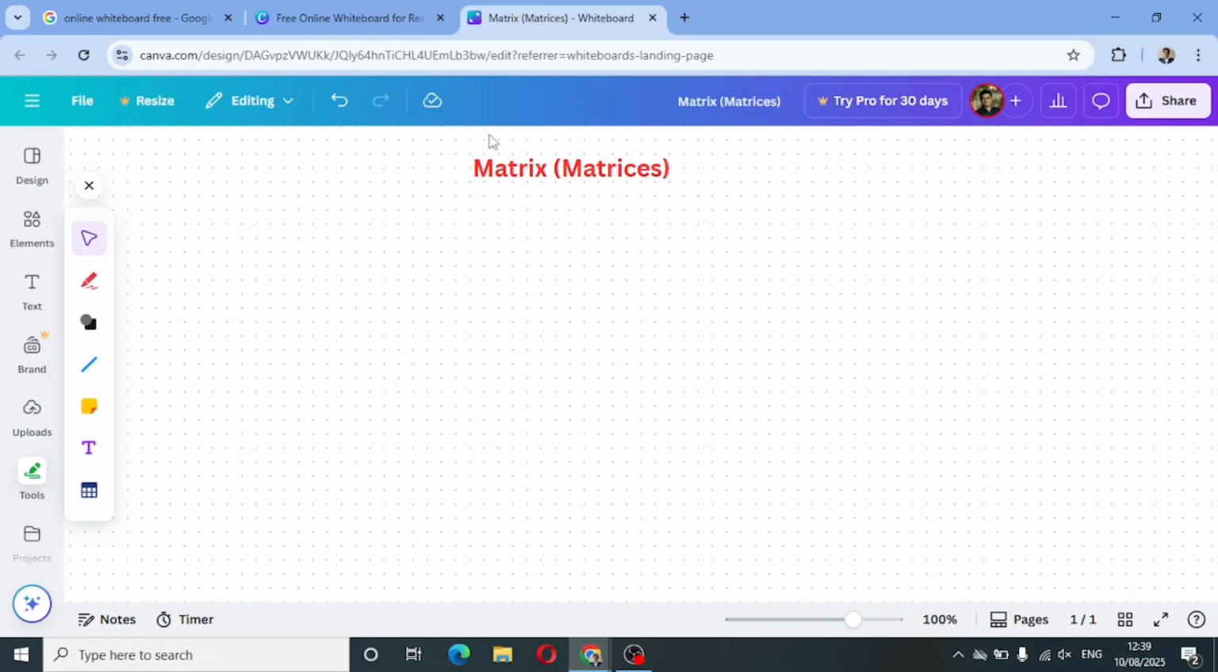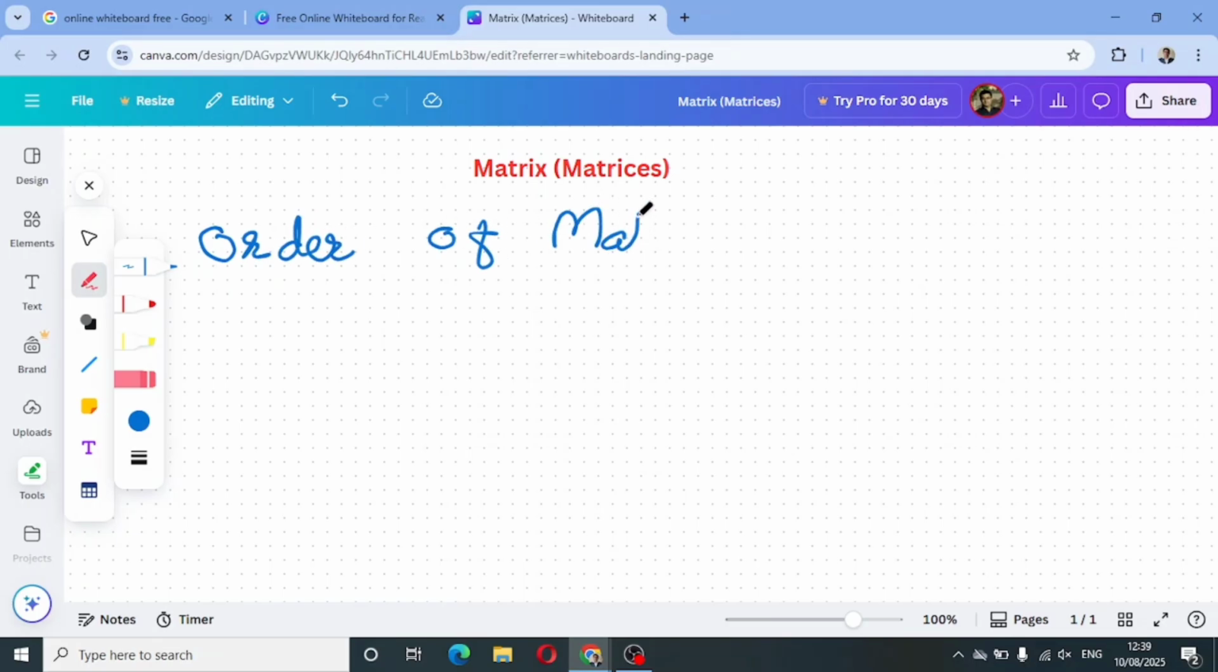Chapter matrix, and our today's session is on order of matrices. Actually, in singular form it is called matrix, and when we are going to talk about more than one matrix, it's called matrices. First of all, we need to see why we need order of matrices.